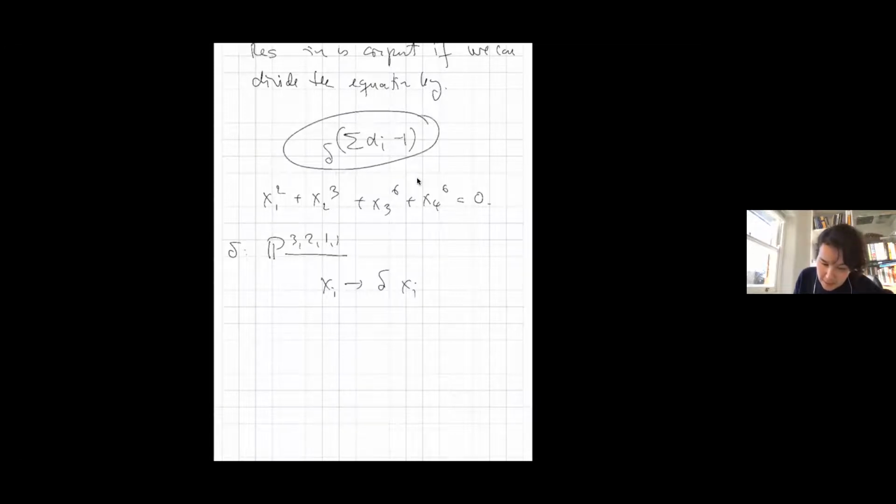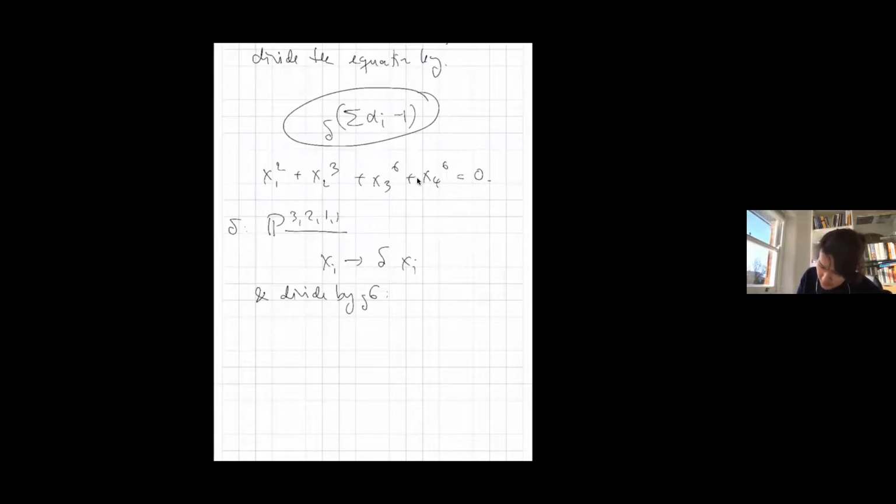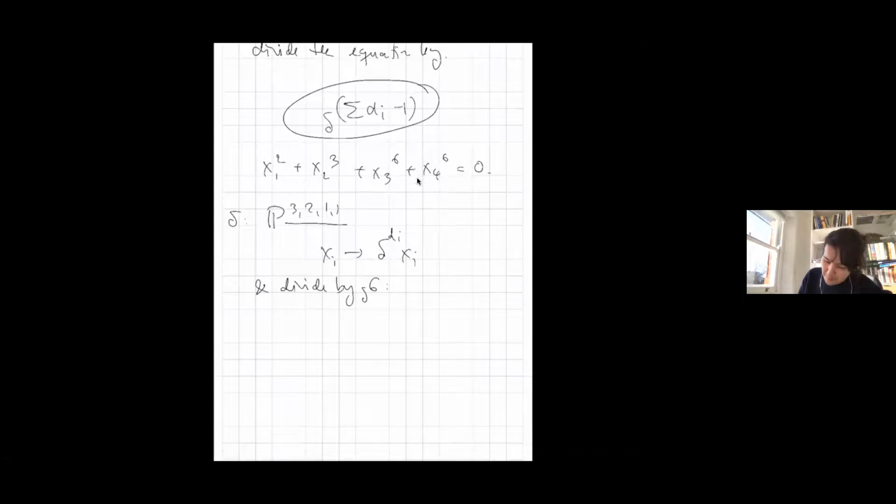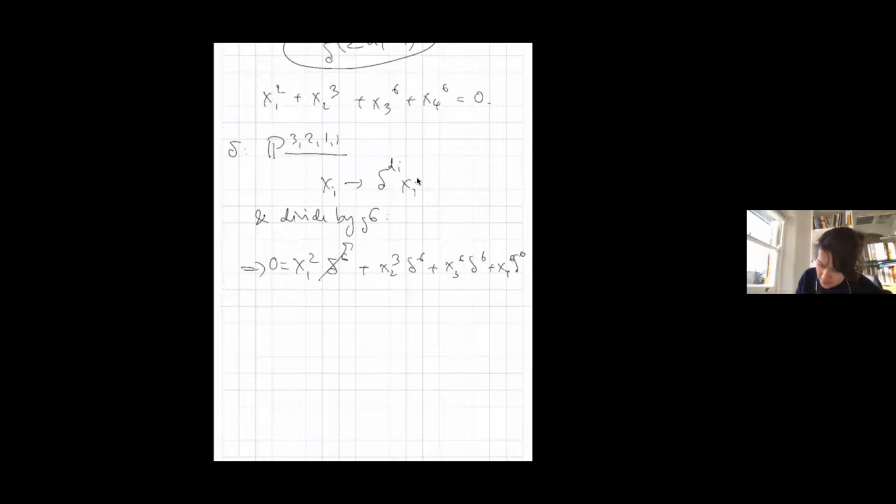So in our case, we need to divide by delta to the power 6. And indeed, if we insert this here, where these should be the di's, then in fact we get x1 squared delta to 6 plus x2 cubed delta to 6 plus x3 to 6 delta to 6 plus x4 to 6 delta to 6, that's 0, and I can divide that by delta to 6. So indeed, I can do the proper transform. And now this is the new equation.